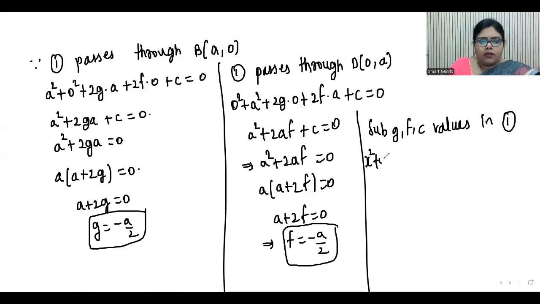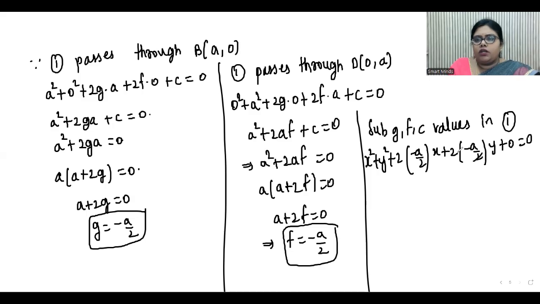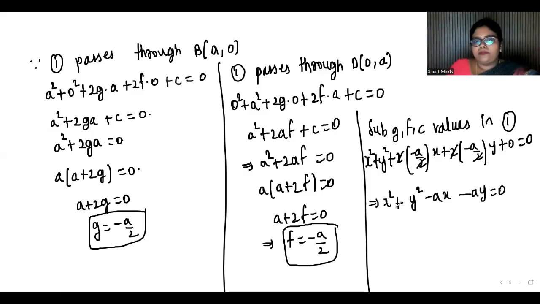So x square plus y square plus 2 into g, which is minus a by 2, into x plus 2 into f, which is minus a by 2, into y plus c is 0. Over here 2 cancels. You will get x square plus y square minus ax minus ay is equal to 0.